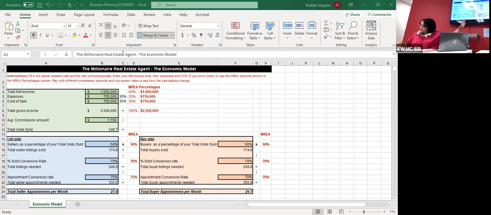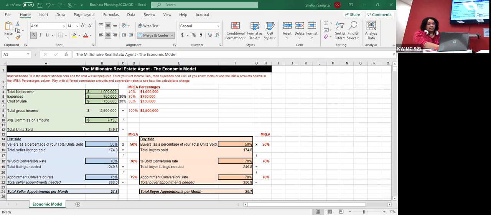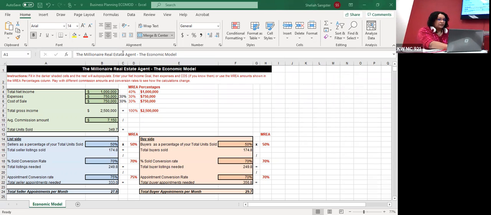came to those numbers. So on the sales side, you have 50% of your sellers listings sold equal a certain number, and that gives you your total seller listings sold. And then you would divide that by 70% sold conversion rate, and then that would give you the total seller listings needed. And then you divide that by 75% appointment conversion rate, which then equals your total seller appointments needed, which again is already broken out for you on this spreadsheet. And if you just put in the numbers that are in green, everything else will fill out for you.